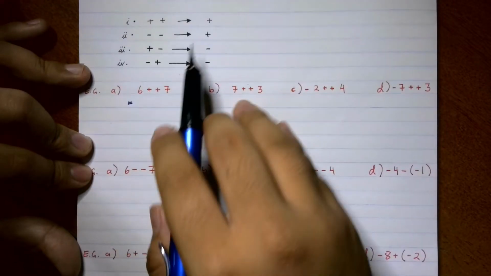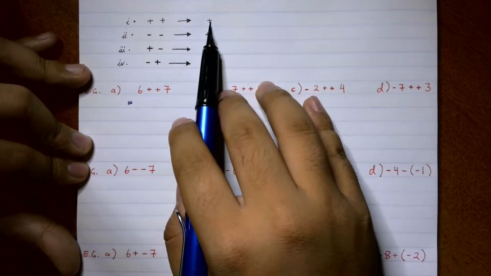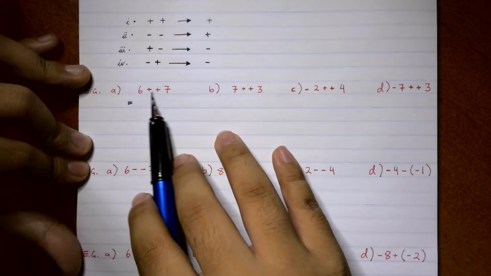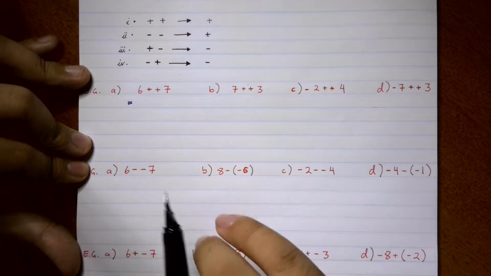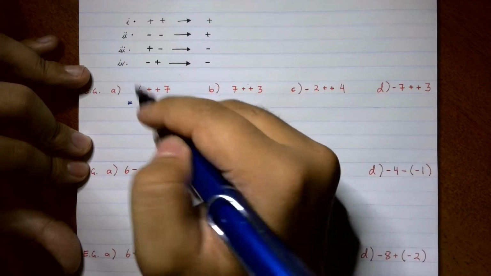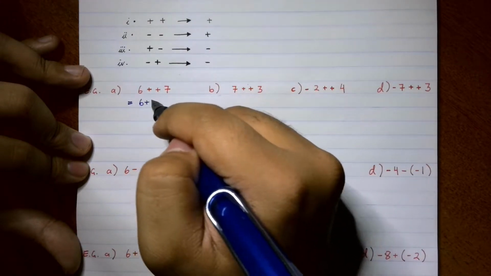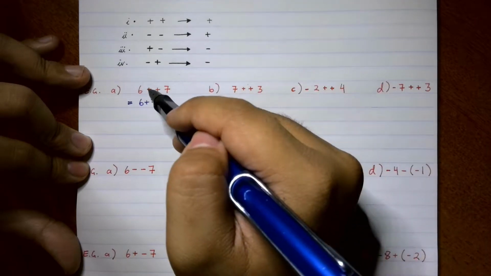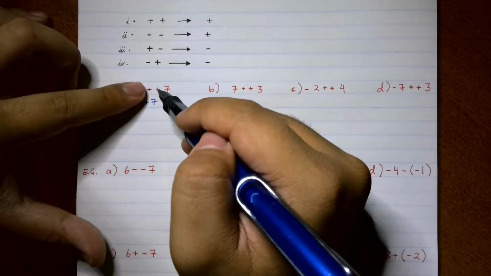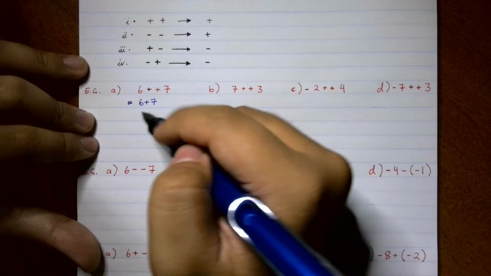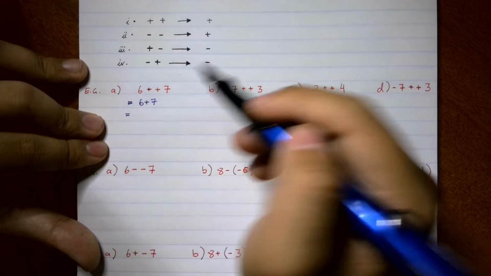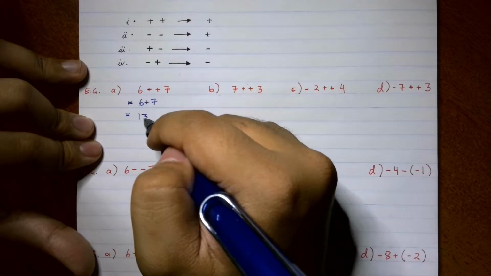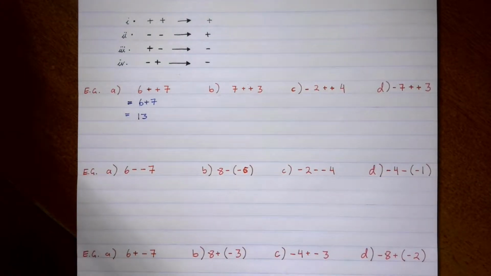So as you can see, because of the rule, plus and plus becomes a plus. These 2 signs are neighboring because they are right next to each other. And as such, we can rewrite it just as 6 plus 7. Because these 2 are neighboring, they can become just a single plus, and then we can answer it the old-fashioned way. 6 plus 7 is 13.